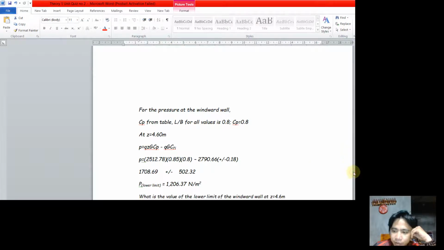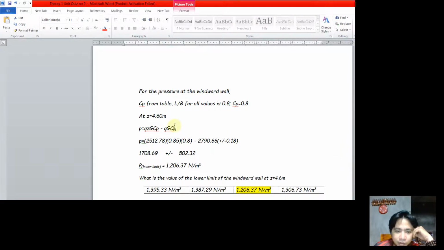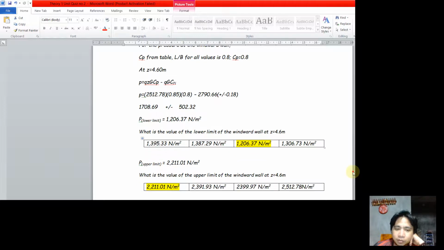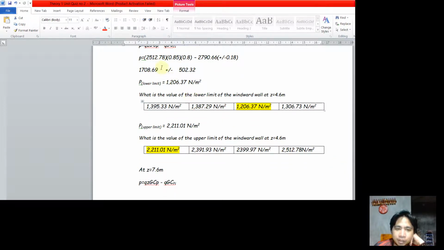So for the lower limit, what is the lower limit? This one, 1,206.37 for the lower limit at a level of 4.6 at the windward wall. For the upper limit, it is 2,211.01 when we use the plus sign here.